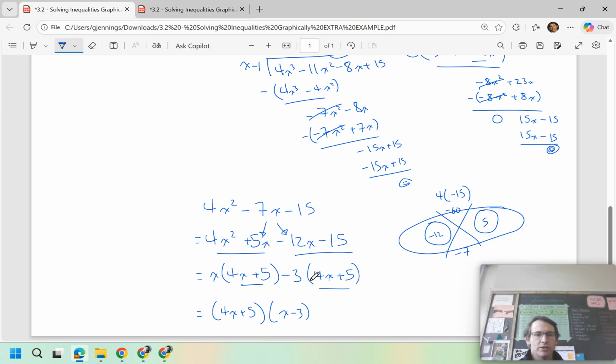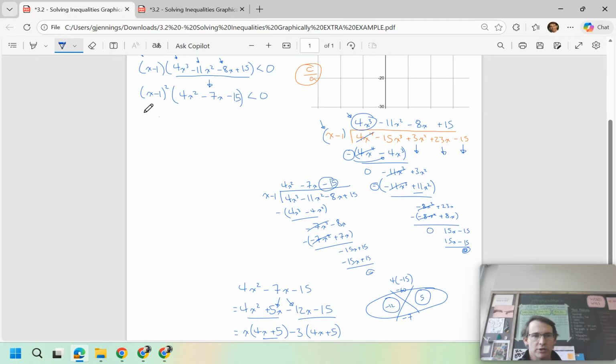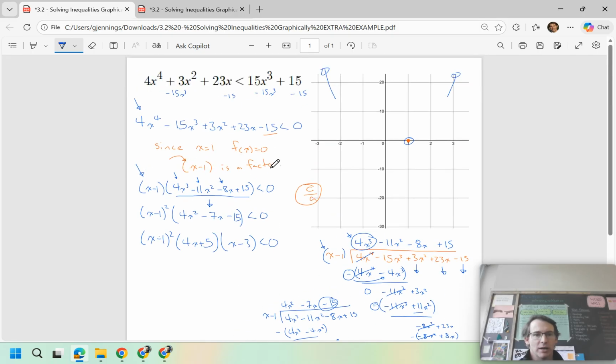Okay, so now we're just going to transplant that up into the main flow of our solution: (x minus 1) squared times (4x plus 5) times (x minus 3). And as I was telling you, x minus 3 is the little factor that I baked in there.